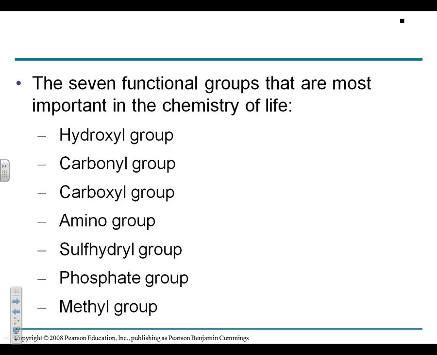The seven functional groups that are most important in the chemistry of life are the following: hydroxyl group, carbonyl group, carboxyl group, amino group, sulfhydryl group, phosphate group, and methyl group. I recall back in Living Environment, when you took that course a couple years ago, you have definitely heard about some of these. For instance, the carboxyl group is found on the end of a fatty acid, and an amino group is found on the end of an amino acid. I know those have been common compounds discussed in Living Environment.